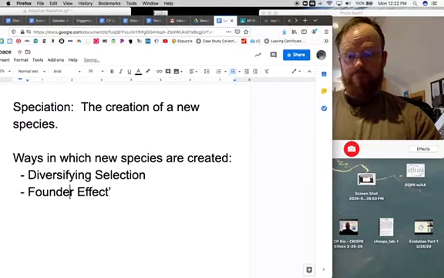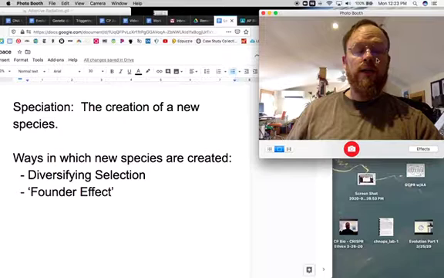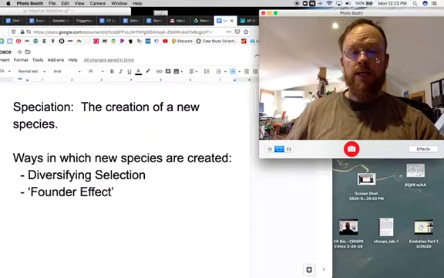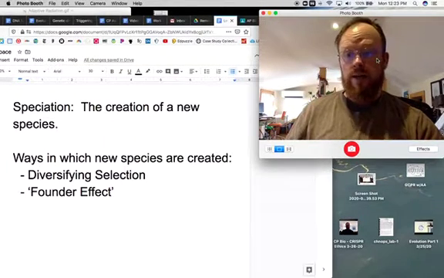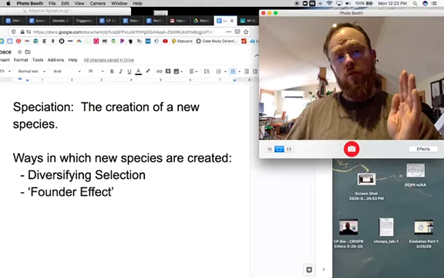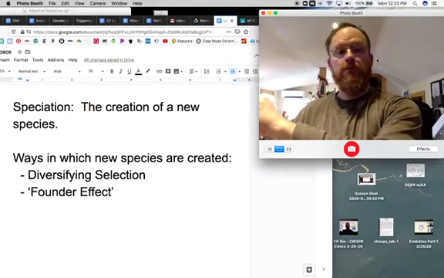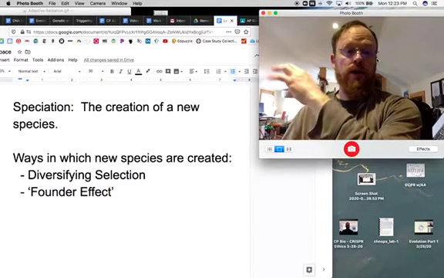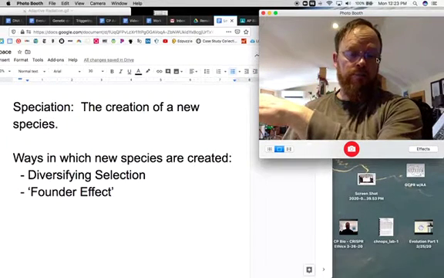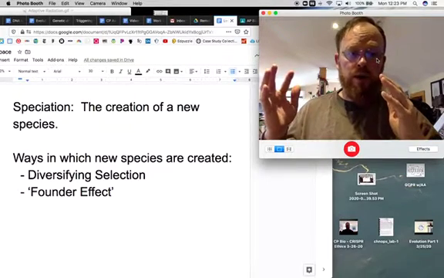This is when a member of a population leaves that population and goes, or let's say a few, maybe a pregnant female, let's just say, to make this example work. One pregnant female leaves a population, goes to a habitat where there are no other organisms of that same species, and starts a whole new population.